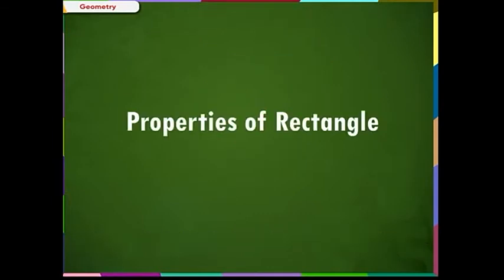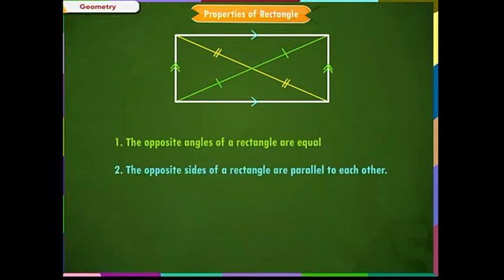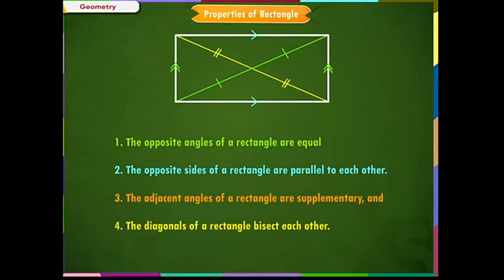Properties of rectangle. Since rectangle is also a parallelogram, all the properties of parallelogram hold true for rectangle also. These are: 1. The opposite angles of a rectangle are equal. 2. The opposite sides of a rectangle are parallel to each other. 3. The adjacent angles of a rectangle are supplementary. And 4. The diagonals of a rectangle bisect each other.